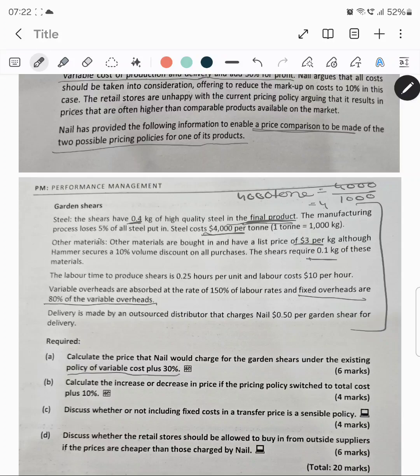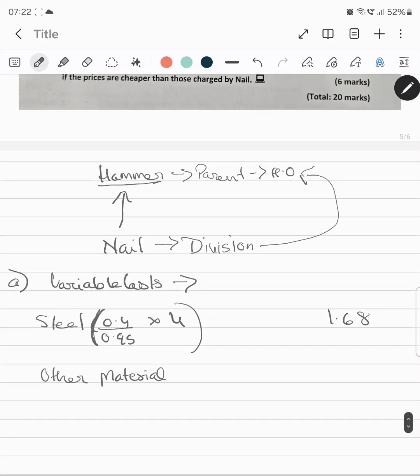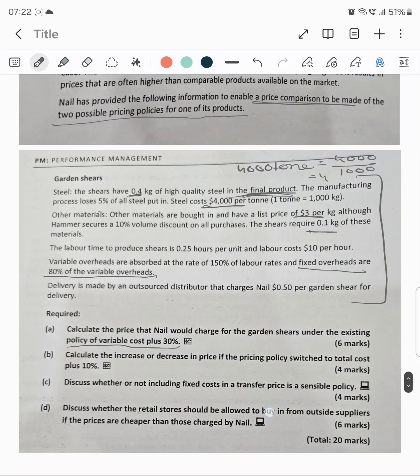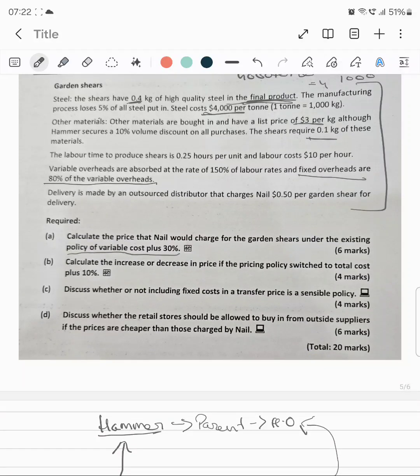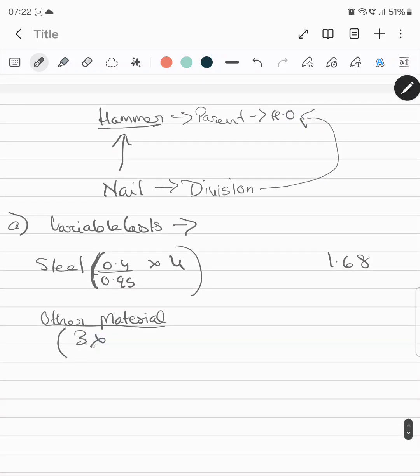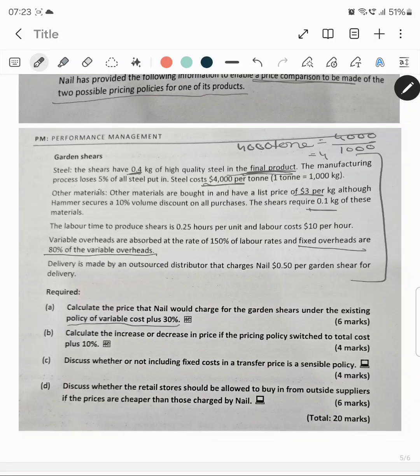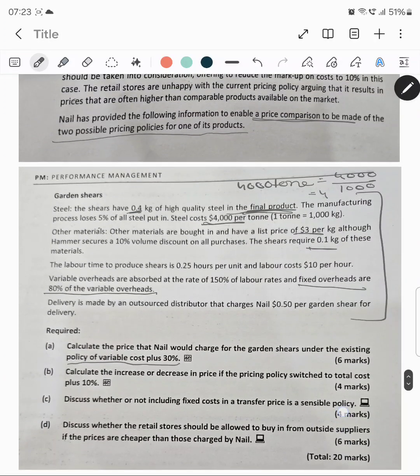So if hammer is availing a 10% volume discount, at what price will we include this other material for transfer pricing purpose? We will have to include the volume discount, because this is a kind of cost for Nail, and so while calculating the cost, we will include the other material with the volume discount. That's why we will include this volume discount. So 3 per kg and 100 minus 10% is 90%, so this is 0.9. And how much of this other material is required for manufacturing of shears, that is 0.1 kg.